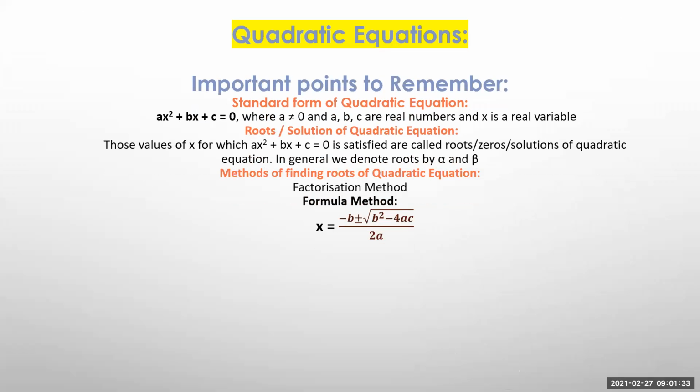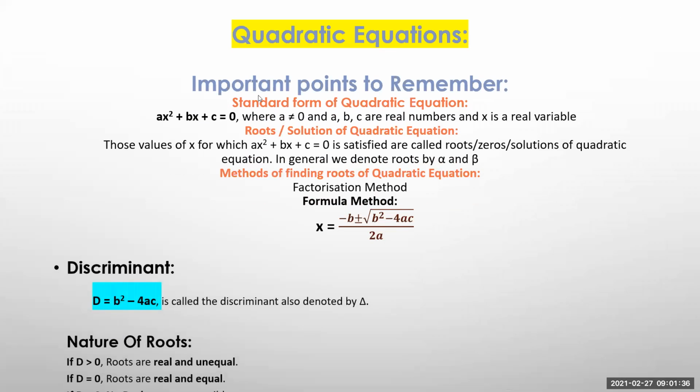Next is from the quadratic equation. What do we have to remember from the quadratic equation? These are the important points we have to remember. Just quickly see this, and till then you can take the screenshot. The first and most important point is the standard form of a quadratic equation. Any type of equation will be there, but you must remember the standard form. The standard form of a quadratic equation is simply ax square plus bx plus c equals 0, where a is not equal to 0 and a, b, c are real numbers.